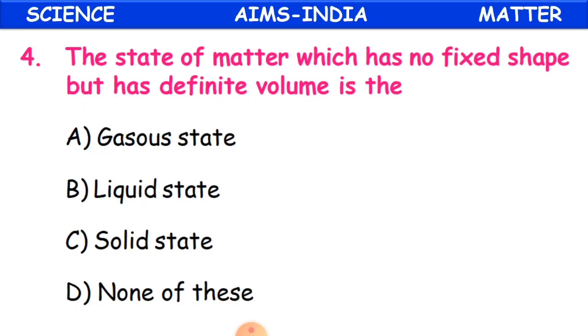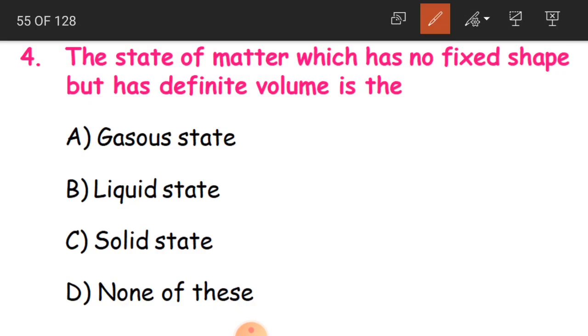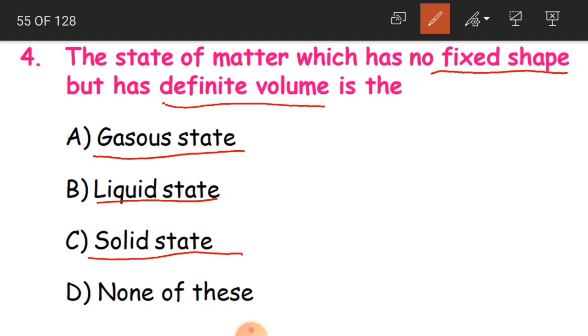Now the fourth question, the state of matter which has no fixed shape but has definite volume is the dash. The state of matter which doesn't have a fixed shape but has a definite volume, what is it? Is it gaseous state, liquid state, solid state, or none of these? And the answer is the liquid state.